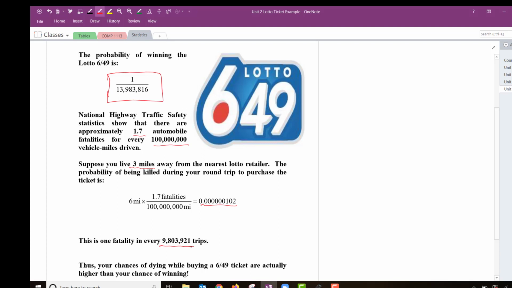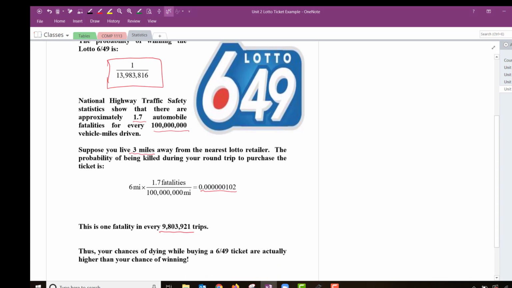So my chances of dying while getting a lottery ticket are actually higher than my chances of winning. So when I leave the house to go and buy a lottery ticket, I really need to consider that, as that's rather startling that I'm more likely to die than I am to win. Of course, this is a bit biased. I'm driving, these are highway statistics, and I'm not really driving on fast highways on the way to the 7-Eleven. So this is maybe an exaggerated example.